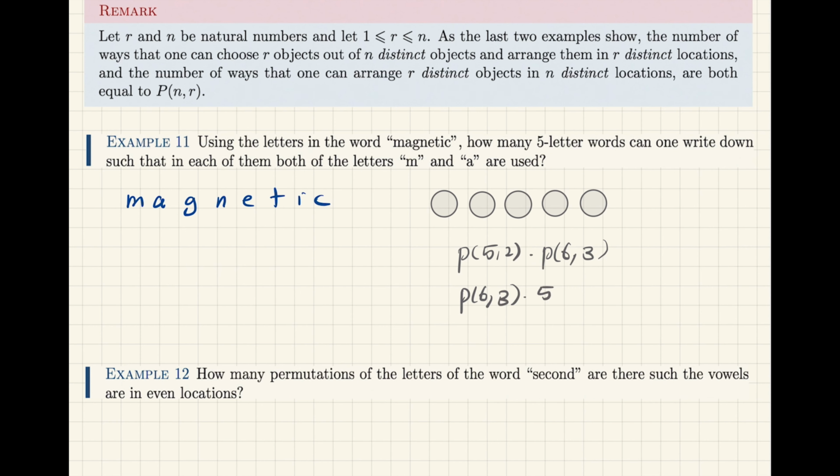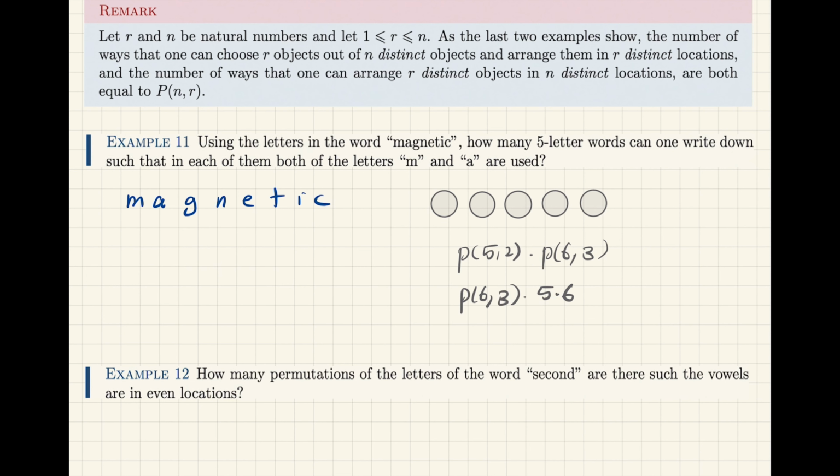5 times 6. Let's see. No, not times 6. Okay, so let me see what I was thinking. When I read the problem, I understand that I have to have A, M, and A. So from these 5 positions, 2 of them are related for A. Here, I have more positions available than my objects. No, I meant times 4 times 5 because that's how many positions. Right? Let us see what happens.